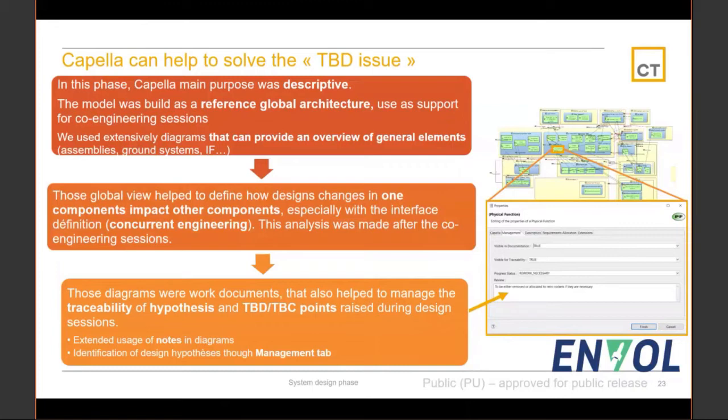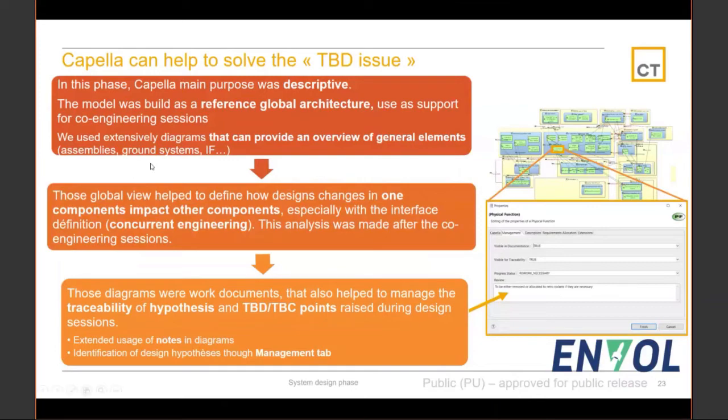We have an extended use of notes in diagrams and of the management tab also, which is a way to put information on the state of the design and the state of the model. So Capella as a way to manage information flux in a structured way was very helpful for this first creativity design phase.